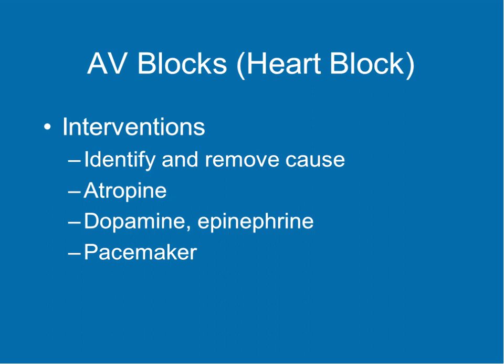Interventions. First of all, we intervene in heart blocks when the patient is symptomatic, or if it's a second degree type 2 or a third degree. And keep in mind that with the second degree type 2 and the third degree, the ventricular heart rate is typically low enough that the patient will be symptomatic. So first of all, we identify and remove cause if we're dealing with a symptomatic AV heart block. All symptomatic bradycardias will get atropine.